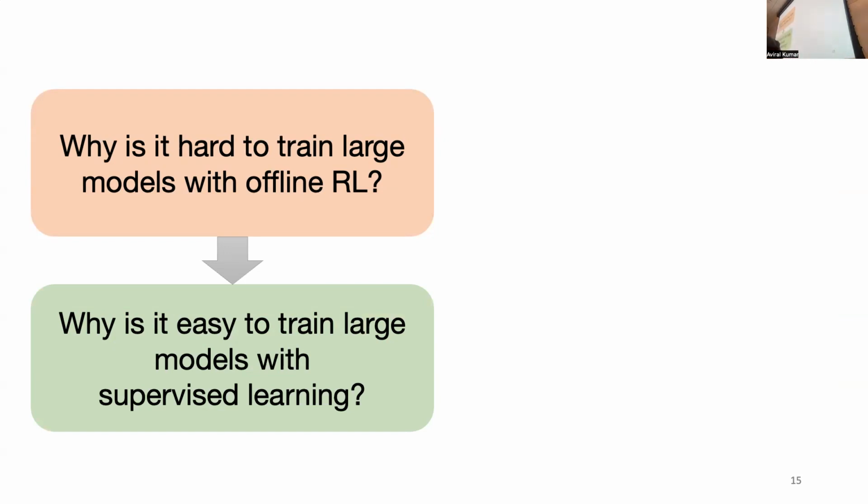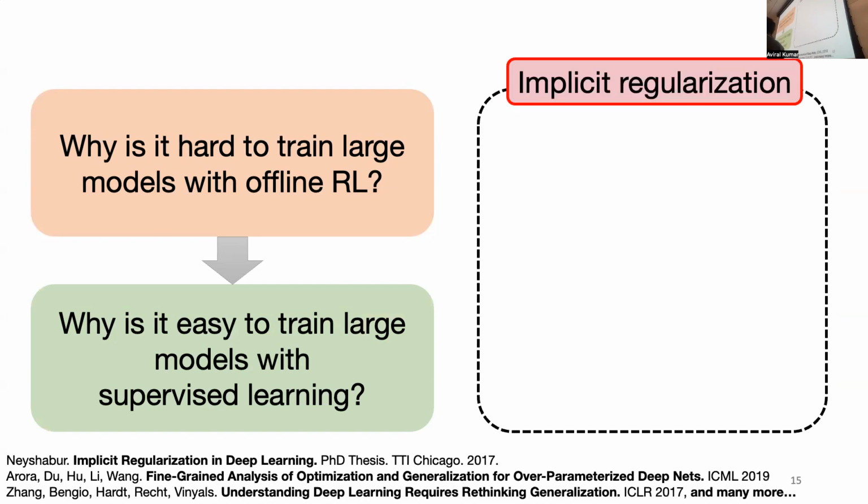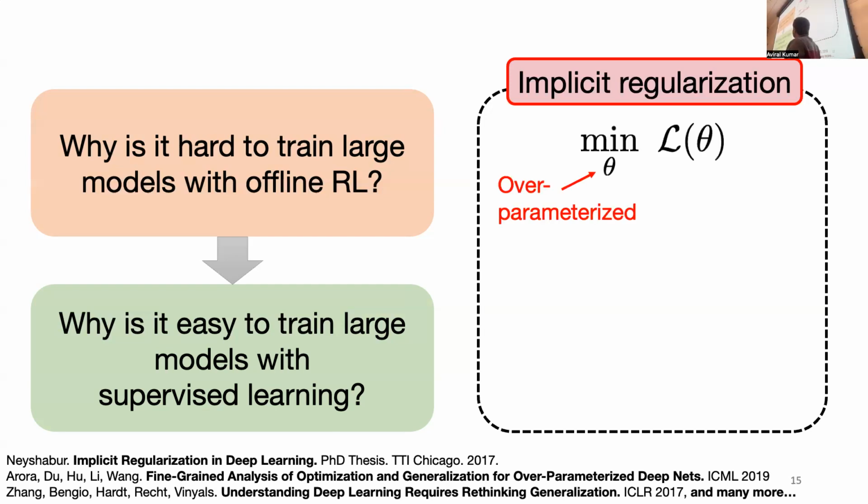If you look at one line of theoretical machine learning literature, they propose an explanation for why supervised learning methods can work pretty well with very large, over-parameterized models, meaning having many more parameters than the intrinsic dimensions of the data. And this is the theory of what's called implicit regularization. So the idea is, if you are training a model with supervised learning, let's say the model has parameters theta, and you're minimizing some loss function L theta. And the biggest assumption here is that theta is very, very big. So you have a very large model.